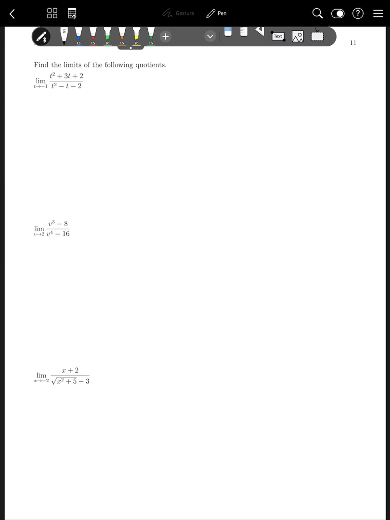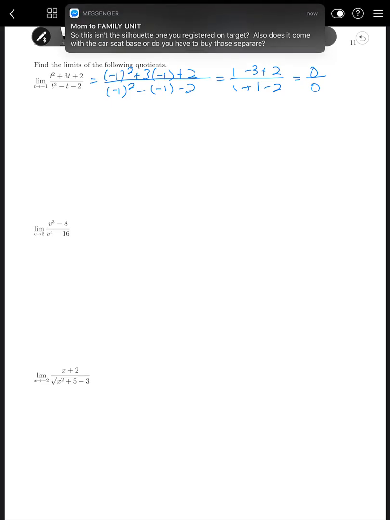So remember, what you want to be careful of is if you were to plug the value in, would it make the denominator 0? So like for this first one, you could just go ahead and check. What happens if I just plug the value in? So in this one, it would be negative 1 squared plus 3 times negative 1 plus 2 over negative 1 squared minus negative 1 minus 2. So this would be 1 minus 3 plus 2 over 1 plus 1 minus 2. So that's 0 over 0. Okay, and so that's not going to work because that's undefined.